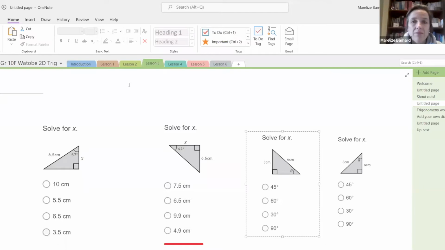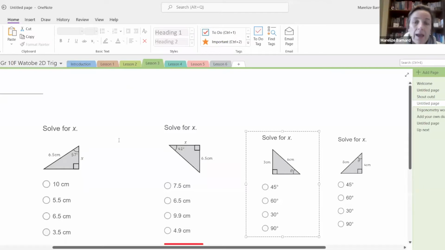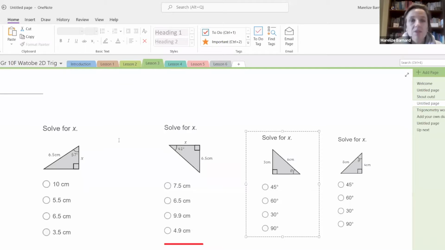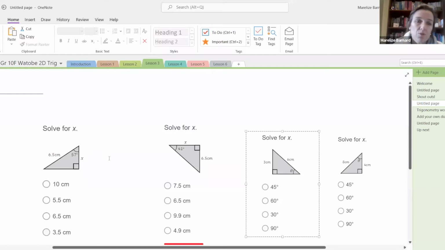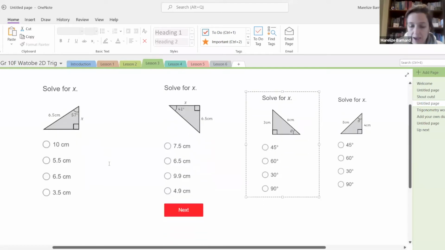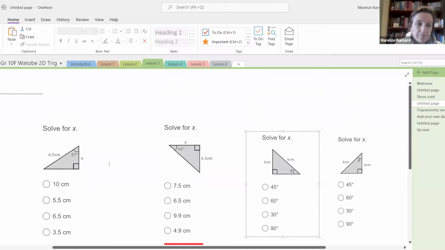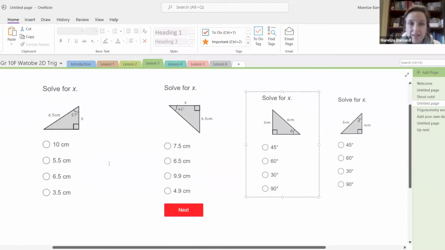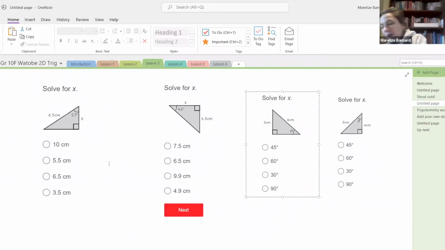So angles and sides using trigonometry, and we really can't do these 2D trig questions if we don't know how to work out sides and angles using trigonometry. So having said that, I hope you've got your calculator with you. I need to quickly grab mine, so give me 2 seconds.